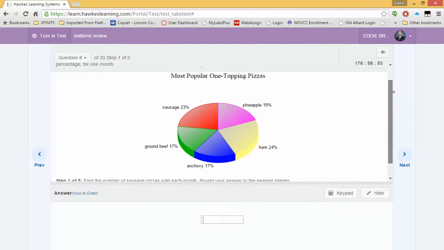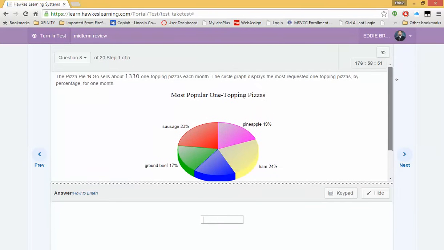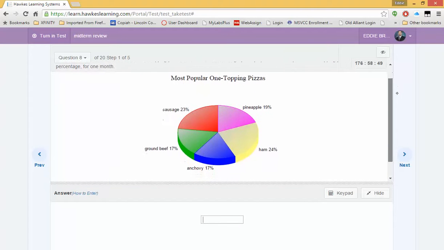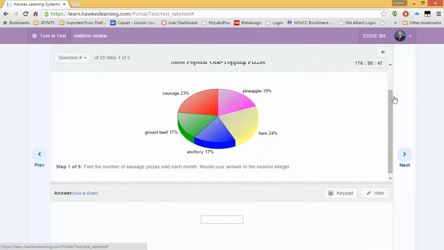We were told that they sell 1,330 one-topping pizzas. You've got to be lying to me, because I don't see a pepperoni here. So this place is weird. This must be a strange place. Alright, anyway, and I don't see just a cheese pizza. I guess it's not a topping, unless, I don't know, it kind of is.